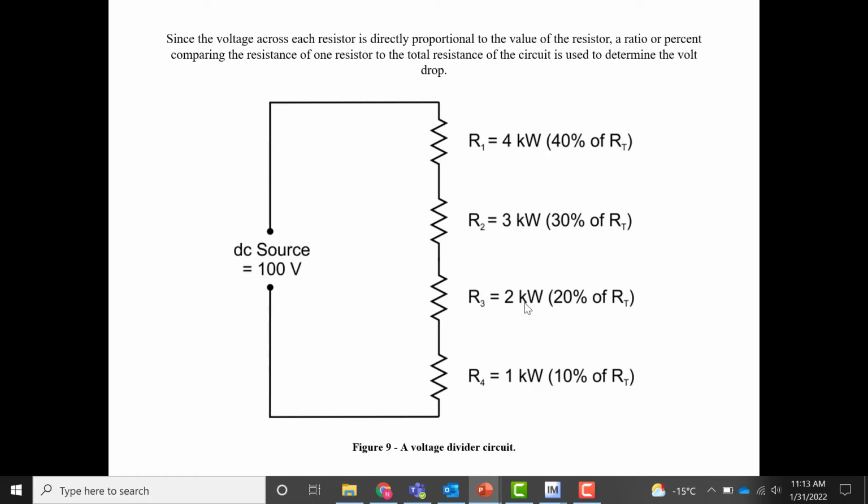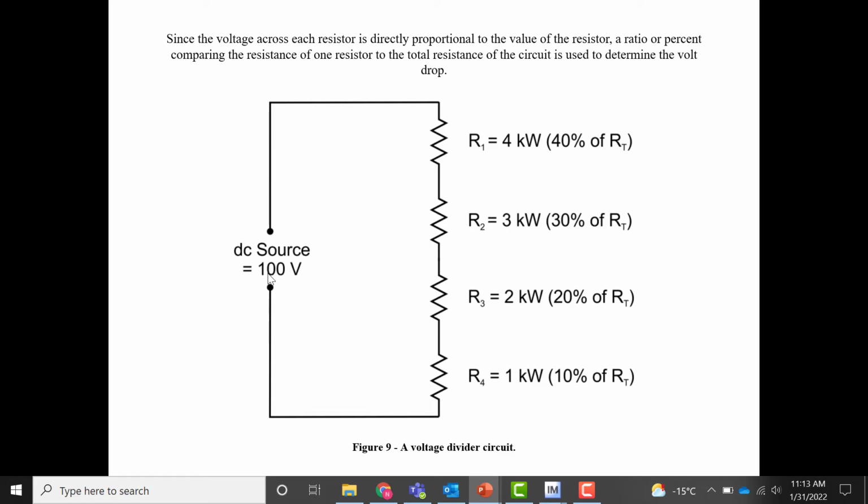So basically what it's saying, long and short, is if I find the total kilowatts, so I add all these together, get my 10 kilowatts, I can find the percentage of this wattage to the total. So in this case, it's 40% of our total. This one would be 30% of our total. So 3 divided by the total, which is 10. 2 divided by 10, or 20%. Or 1 divided by 10, 10% of our total.